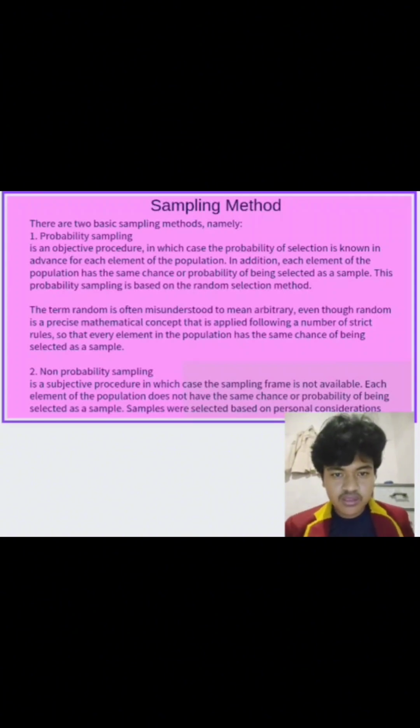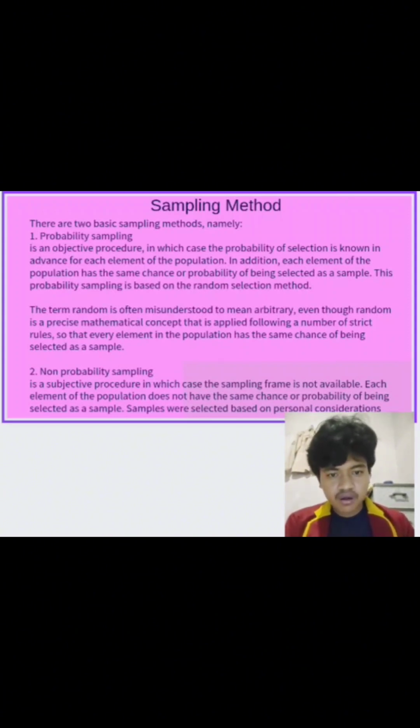Sampling method. There are two basic sampling methods, namely 1. Probability sampling is an objective procedure in which the probability of selection is known in advance for each element of the population. In addition, each element of the population has the same chance or probability of being selected as a sample. This probability sampling is based on the random selection method.